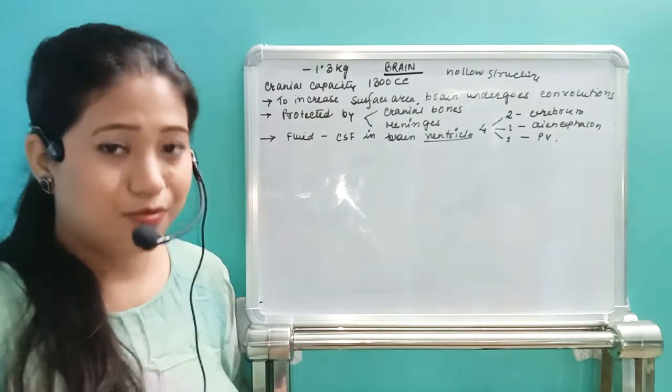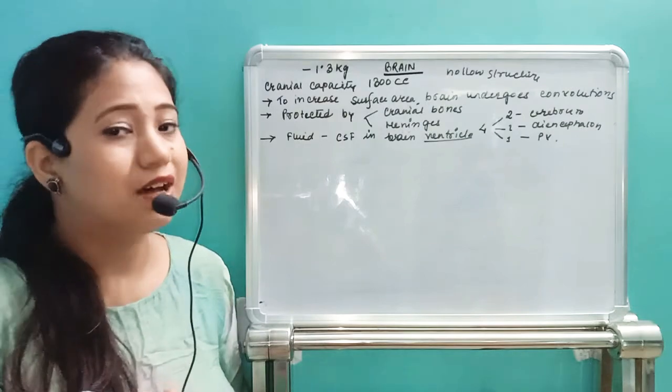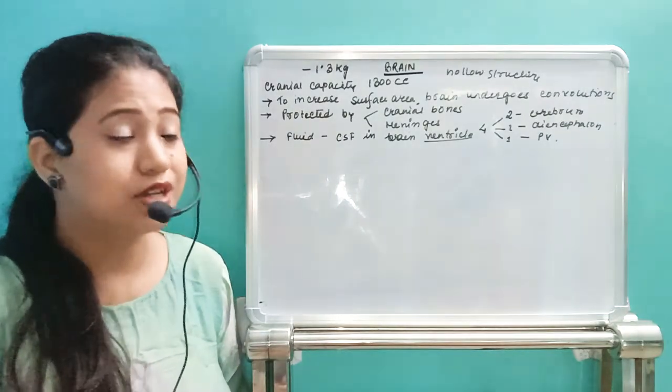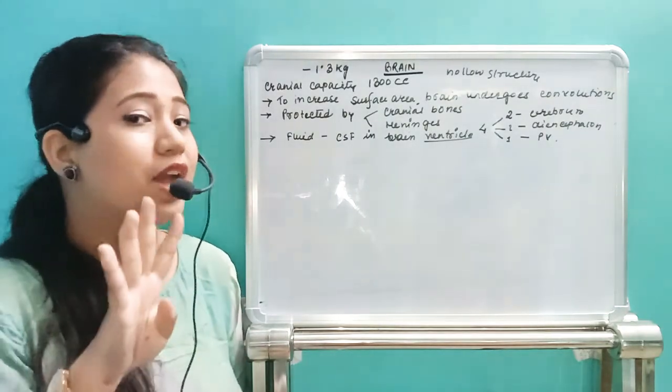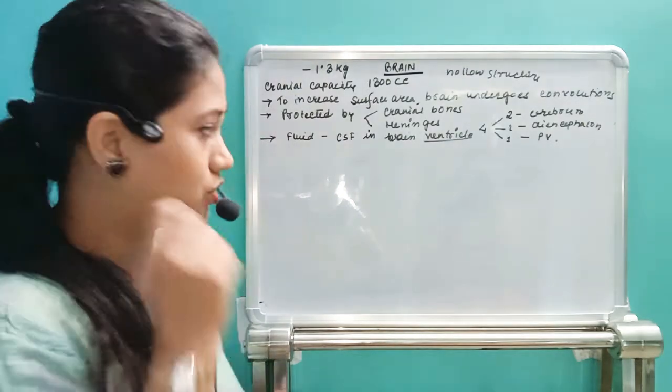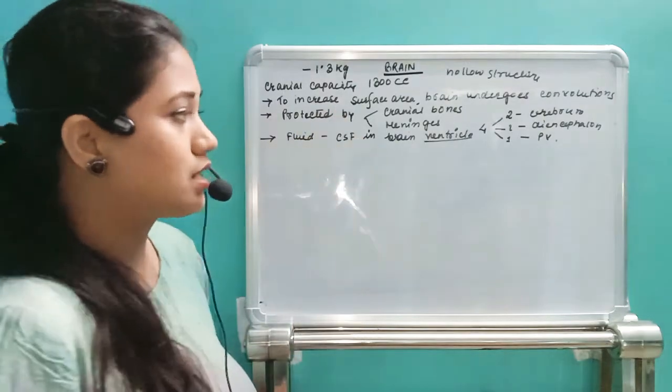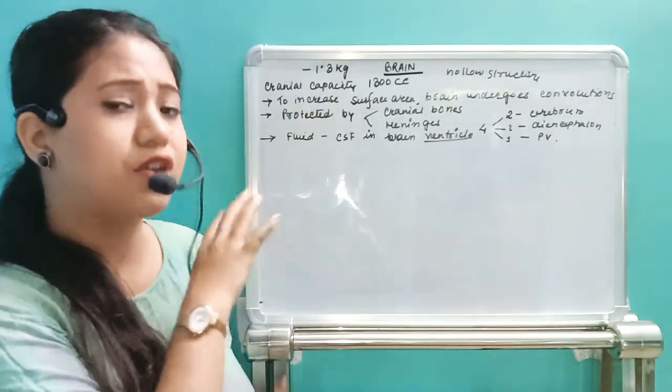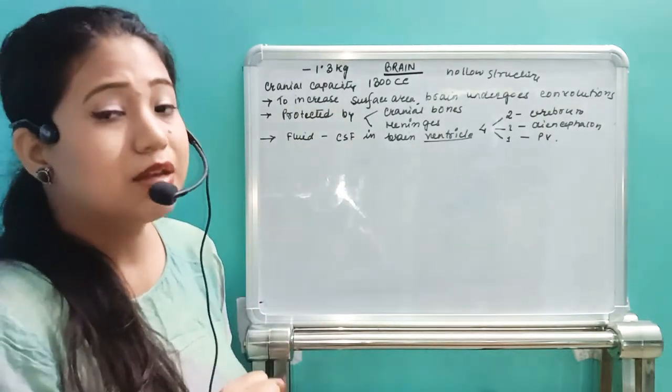So this is the brain where we have the empty spaces. They are called the brain ventricles. We have 4 brain ventricles. So let us start the structure. So yes, we are discussing the first thing, that is the brain meninges.